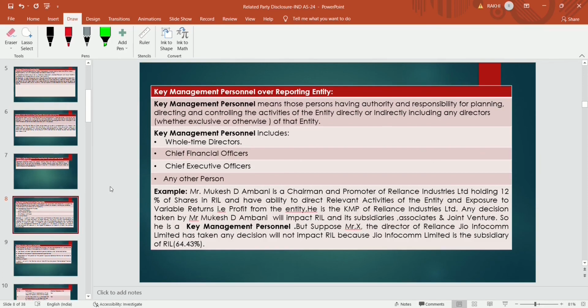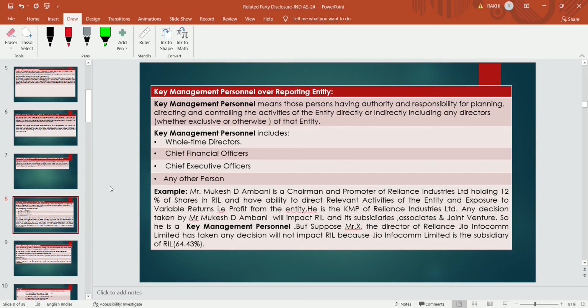Now come the key management personnel. Who are the key management personnel of the reporting entity? Key management personnel means those persons having the authority, power and responsibility for planning, directing and controlling the activities of the entity, whether directly or indirectly, including any director, whether executive or otherwise, of that entity. Any person who has the power to take decisions, to direct, to control the activities of the entity, whether directly or indirectly, should be a KMP. KMP includes the whole-time director, chief financial officer, chief executive officer, and any other person who has the power to direct or control the activities of the entity, with authority and responsibility for planning, directing and controlling the activity.